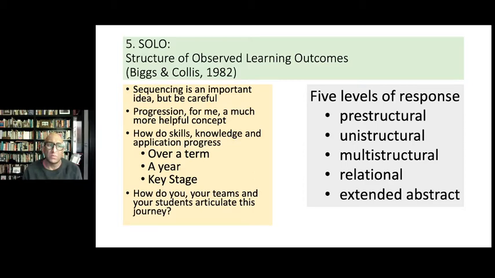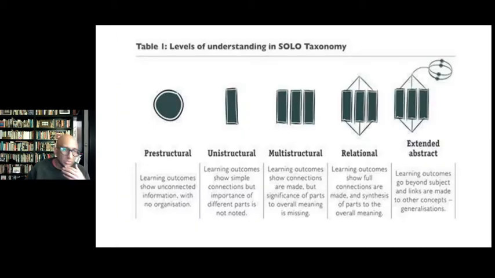But I'd go further to say that maybe for me personally, progression is a much more helpful concept than sequencing. So if I ask you to just change your conception from sequencing to progression, how do skills, knowledge, and application progress over a term, a year, a key stage? And how do you and your teams articulate that progression in knowledge? So SOLO offers us a really powerful model for doing this, and they have 5 levels: pre-structural, unistructural, multi-structural, relational, and extended abstract. And it looks like this.